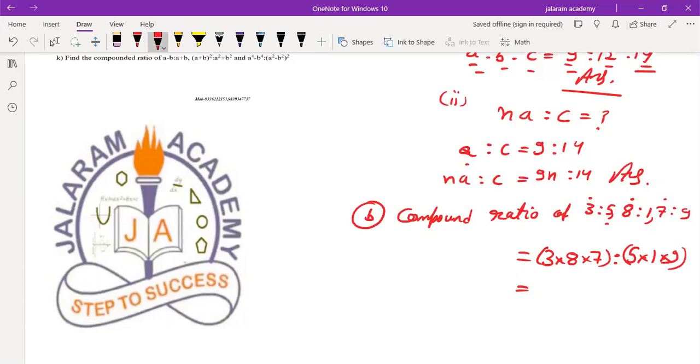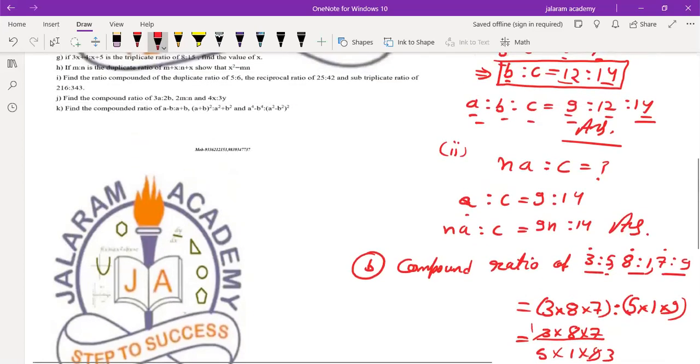Now we can observe that, as I have told you, they are almost equivalent to fractions. So if you convert it in fraction, this is rough work, or you can show also, 8 7s are 56 is to 5 3s are 15 will be the compounded ratio of 3 is to 5 and 8 is to 15 and 7 by 9. Hope you all must have understood this theory.